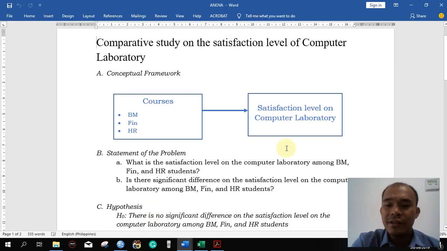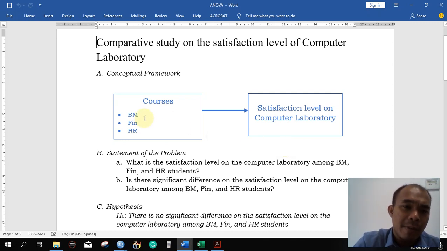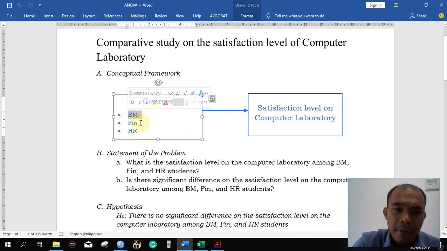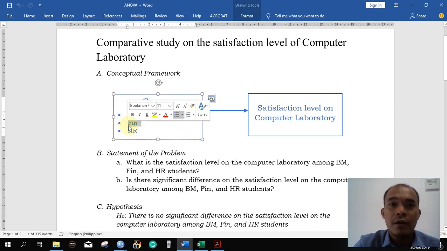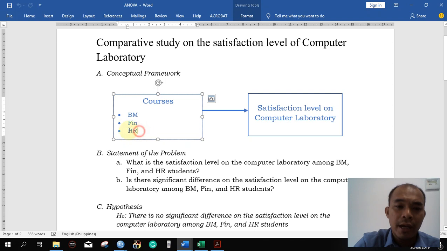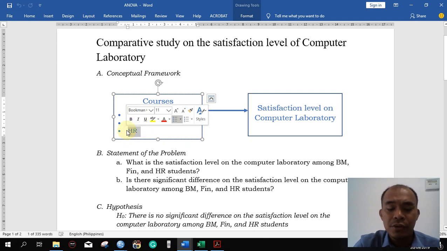So assuming this is the title of the study, a comparative study on the satisfaction level of a certain computer laboratory, and you want to compare the satisfaction level of the business management students, you want to compare the satisfaction level of finance students, you want to compare the HR students, the human resource students.